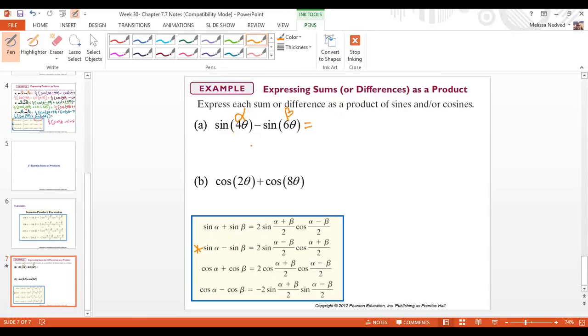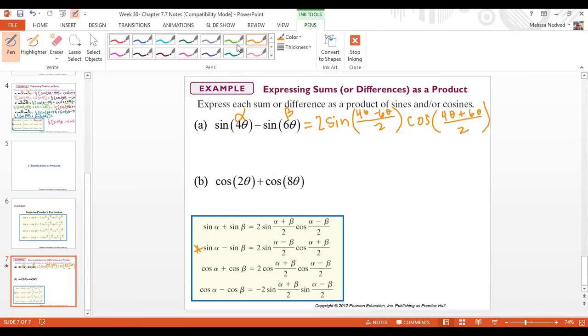Alpha is our first angle, so 4 theta. Beta is our second angle, or 6 theta. And then plug and chug. Using that second formula, we get 2 times sine of alpha minus beta, so 4 theta minus 6 theta, all over 2, times cosine of alpha plus beta, so 4 theta plus 6 theta, all over 2.